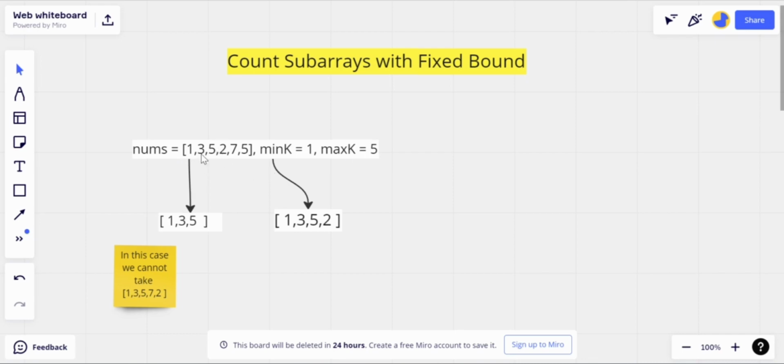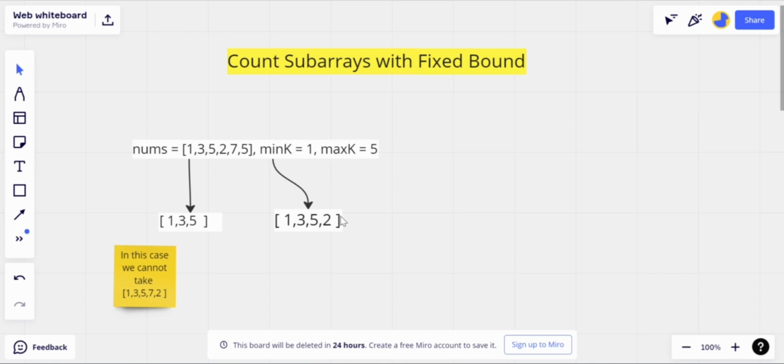For this example, you can see there is a subarray possible, 1 3 5, whose minimum value is 1 and maximum value is 5, and you can also further see the minimum value is here. Another subarray is possible whose minimum value is 1 and maximum value is 5, and now you can see no other subarrays are possible because if you consider 7 in your subarray, then the maximum value will be 7, not 5, so you cannot take 7, and you cannot further move because if you take 5 alone then you cannot find the minimum value. So this is the problem statement.